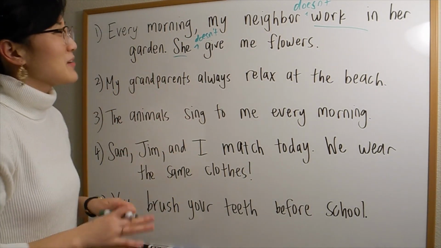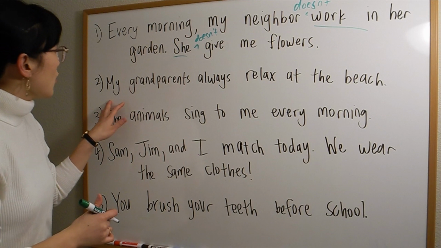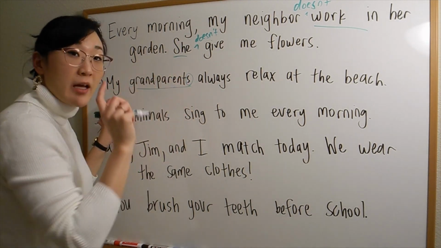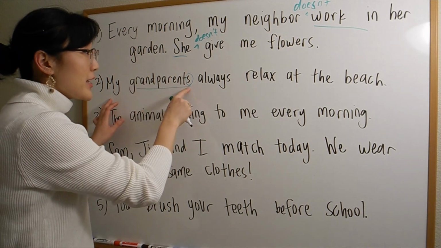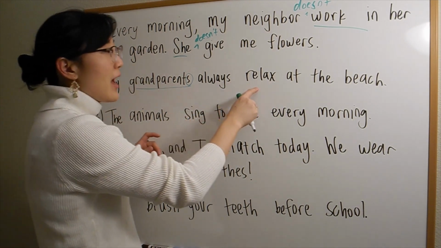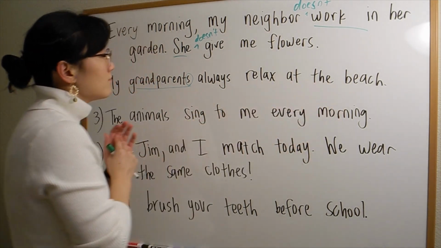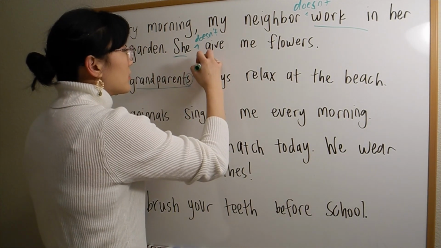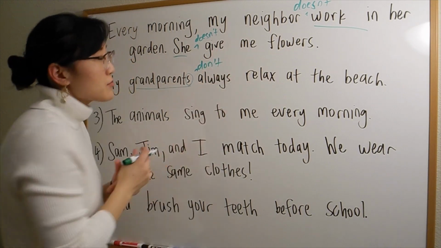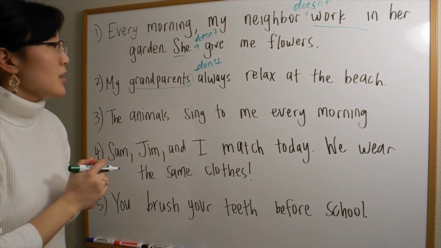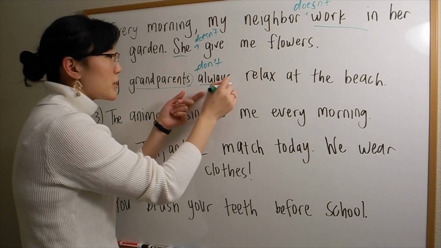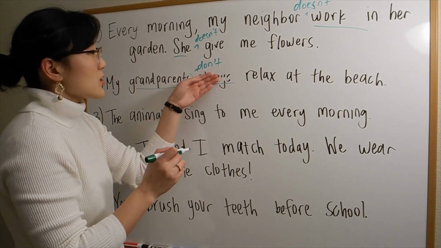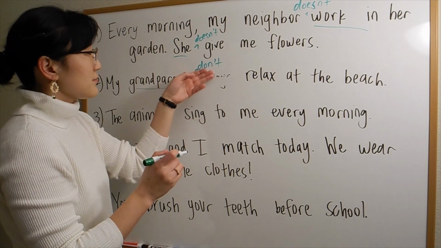I'm kidding. I'm kidding. Okay, so what about number 2? My grandparents. Careful with that. Parents always relax at the beach. They don't always relax at the beach. We're going to talk about this next week, okay? This is called an adverb. Well, don't worry about this. We'll talk about this later, okay?